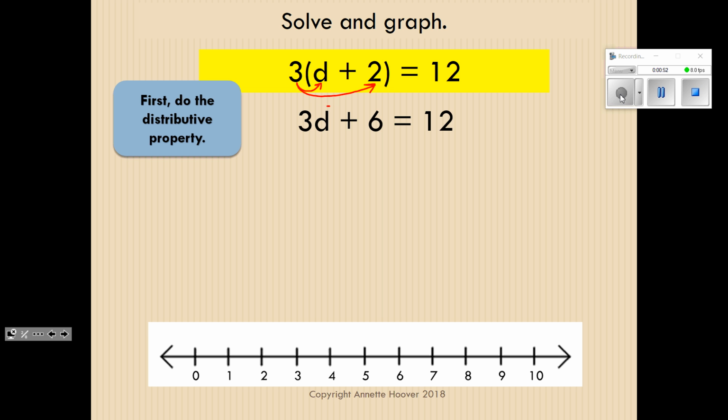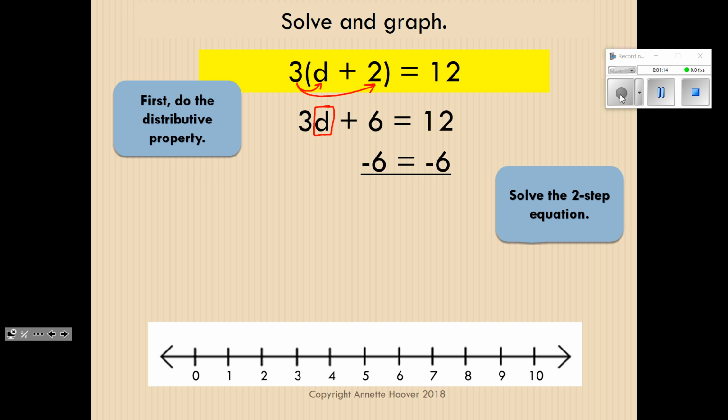We locate the variable. We want to move everything on the same side of the equation as the variable to the other side. And this is a review from our previous lessons. So we're going to move what's not attached to the variable first, what's being added or subtracted. We have a plus 6, so we're going to do a negative 6 on both sides of the equation. We have 3d left on the left side. 12 minus 6 is 6.